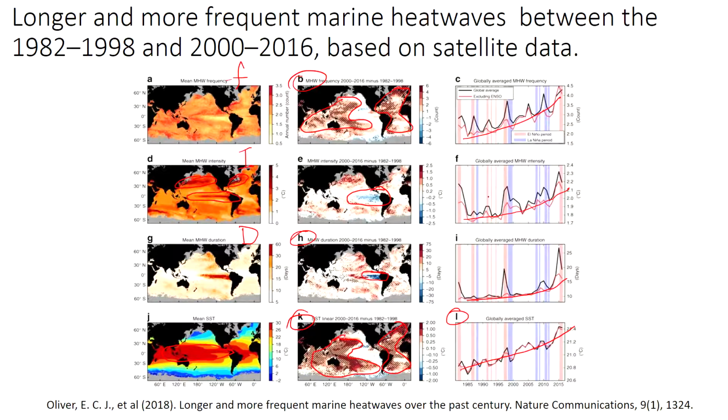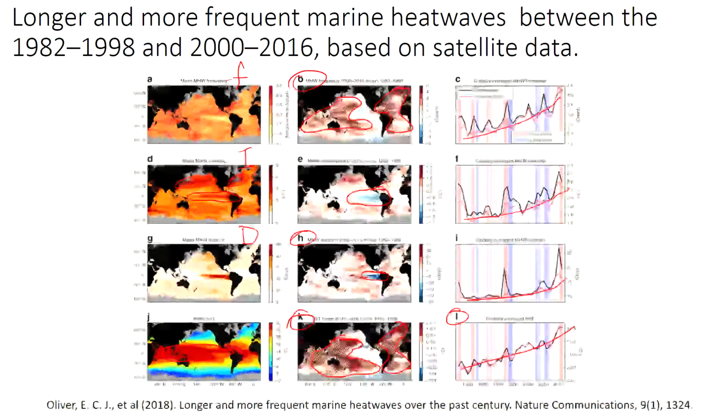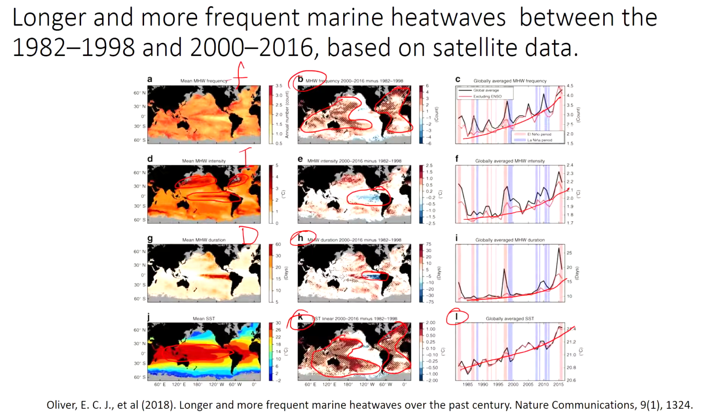There are two sets of data plotted here. We've got the global average in black, and then the red is data which excludes the variability associated with the El Nino Southern Oscillation. So the black is actually showing us some extra variability due to this El Nino Southern Oscillation.